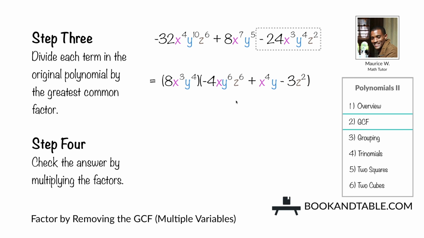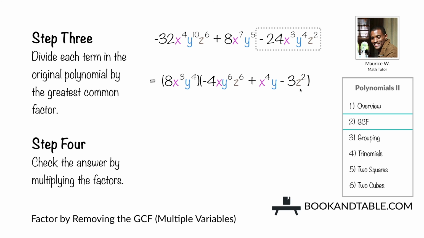And when we divide the third term, we get negative 24 divided by 8, which is negative 3. X cubed divided by x cubed is 1, so we can remove the x. Y to the 4th divided by y to the 4th is equal to 1, so we can remove the y's. And we have z squared divided by no z's, which remains z squared.